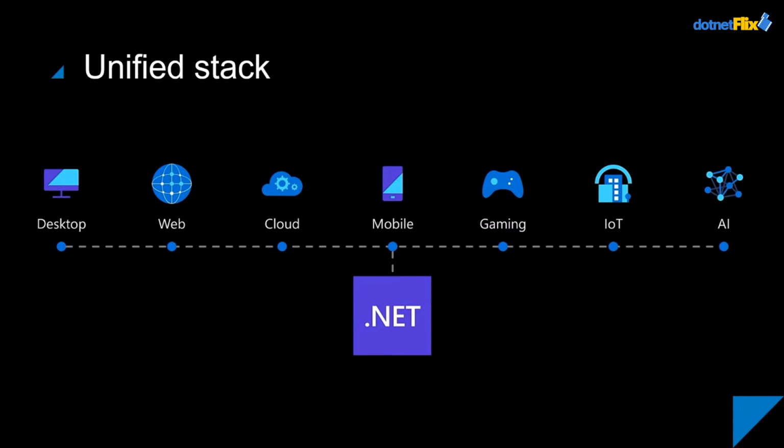So if we look at .NET 6, it's supposed to be a unified stack. And what does that mean? Well, basically, you can build any application that you want with .NET 6. Whether you're building a mobile application for a phone, or you're building a game, or you're building a web application or a desktop application, .NET is the way to go.